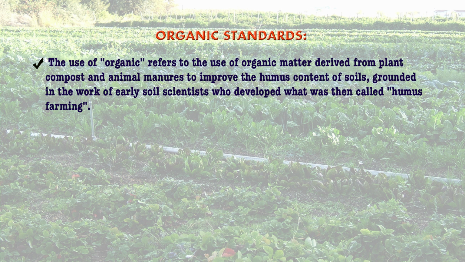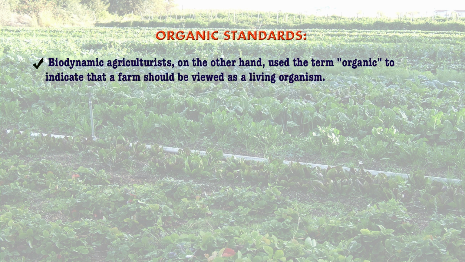So this was grounded in the work of the early soil scientists who were focusing on this work, and then they developed what was called humus farming. Biodynamic agriculturists, on the other hand, use the term organic in order to indicate that a farm should also be viewed as a living organism. So there were two concepts.